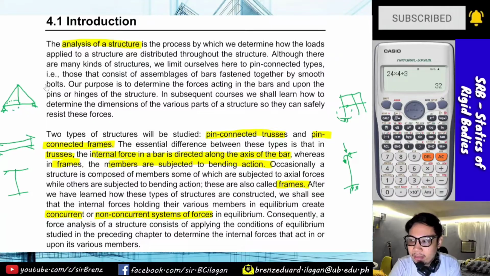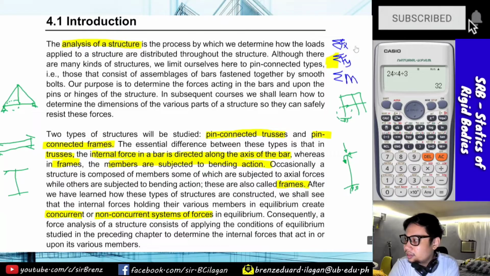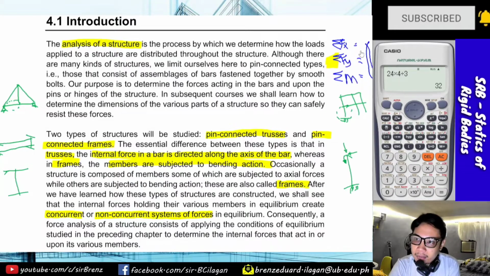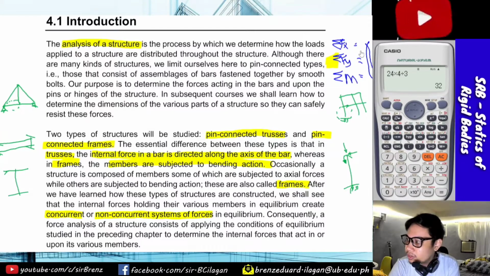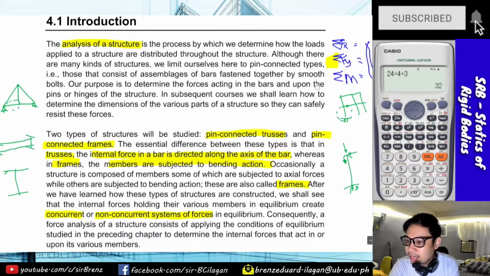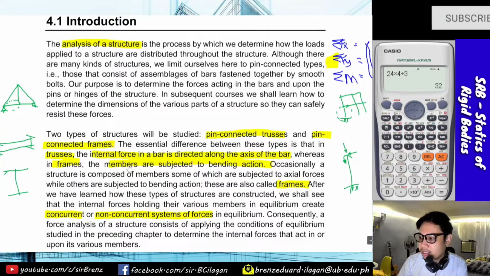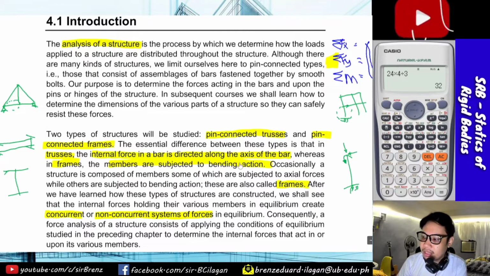So ano-ano nga yung gagamitin natin na equation dito? So tatlo lang naman yan guys. Summation of forces X, summation of forces Y, and summation ng moment. So all of that will be equals to 0. So dyan lang iikot yung ating Module 4, Analysis of Structure. So using these 3 equations, makukuha natin yung mga internal forces na andon sa isang structure natin, which is, sabi nga, ang connection ng mga structure na yan is naka-pin connected. Okay?